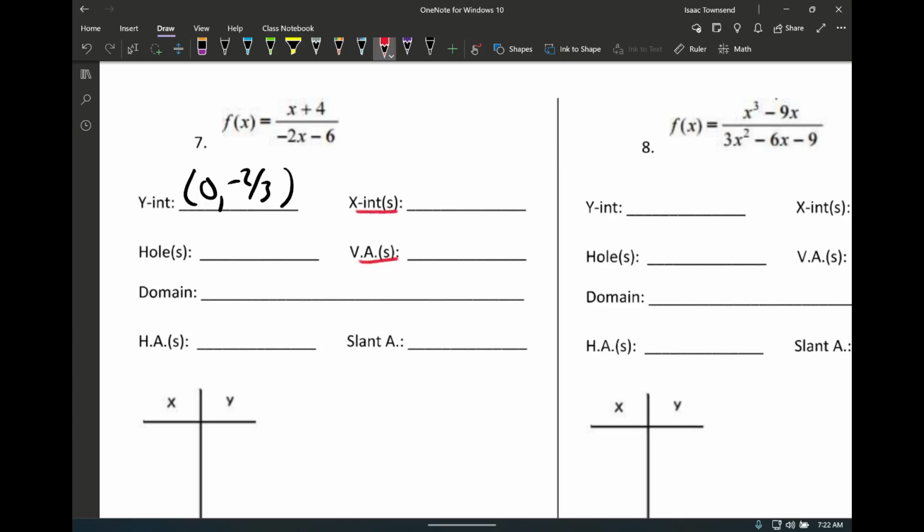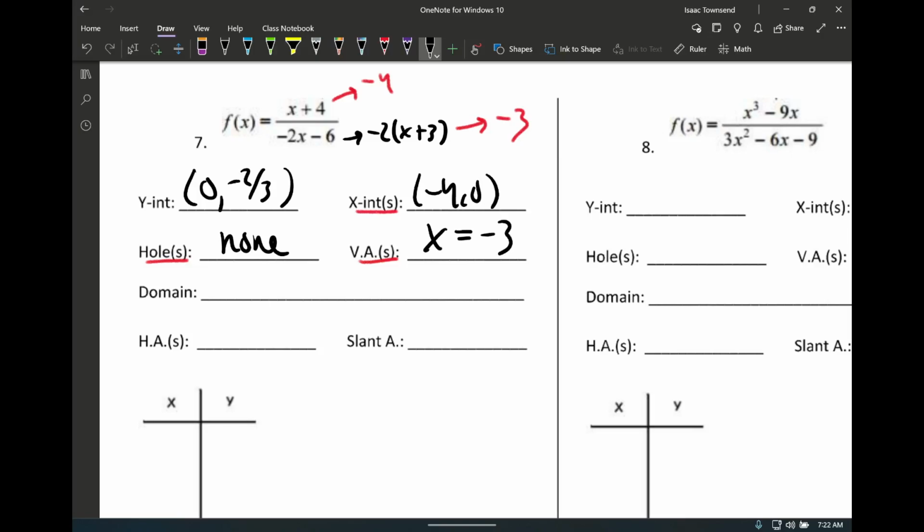X-intercepts, vertical asymptotes and holes, all depends on what numbers make the numerator 0 and what number makes the denominator 0. If something is not factored, then you need to factor it to figure out where it equals 0. Numbers that make both the numerator and denominator 0 are holes. Numbers that make just the numerator 0 are x-intercepts. And numbers that make just the denominator 0 are vertical asymptotes.